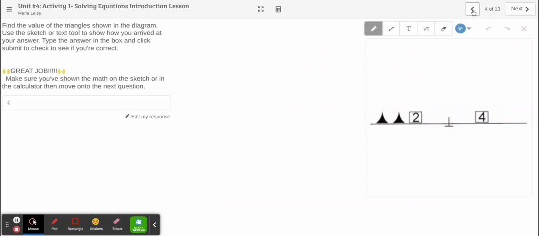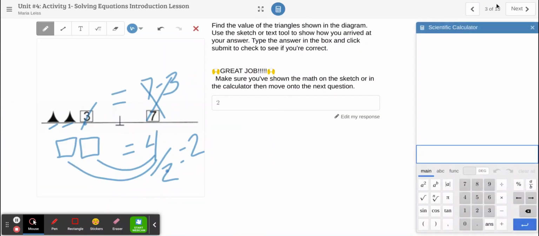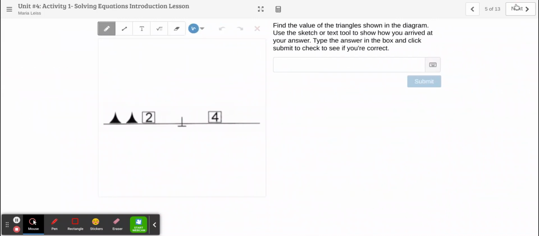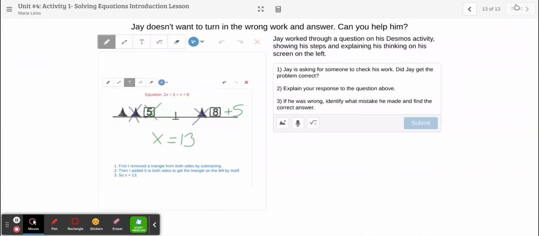Remember, I do need to see some kind of thinking on each of your slides, either on the sketch pad or in your calculator. A couple slides will ask you to explain your thinking. And then lastly, when you get to the very last slide of this activity, we have this problem where Jay doesn't want to turn in the wrong work and answer. He wants somebody to check his work. So he worked it out. He even explained on the screen what he did on each side. You've got 3 questions to respond to.